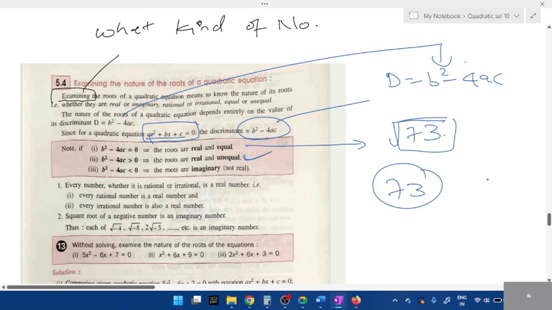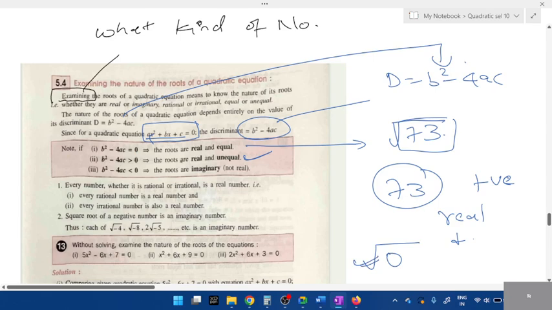So the value is real. What do you mean by real? All positive values are real. We call it a positive value. If it is 73, it is positive. We call it real. And unequal. Unequal meaning not equal to 0. Okay. So there are three values here. One is real and equal, which means if you get root 0. Root 0 is a real number, it's equal to 0. So root 0 is real and equal. Right?